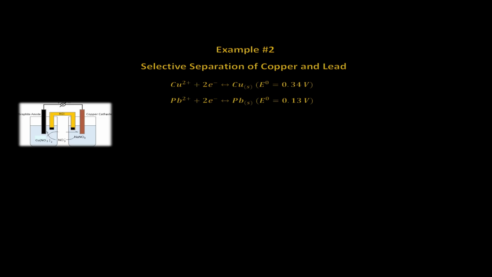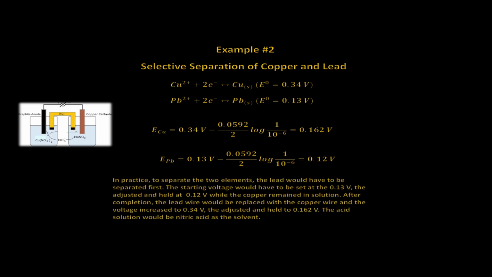As shown, the copper starting voltage is 0.34 volts and held at 0.162 volts, while the lead starting voltage is 0.13 and held at 0.12. In practice, the lead would be the first to be separated while the copper is left in solution. Once the lead is plated out onto a pure lead wire, which is the cathode, it is replaced with a pure copper wire for the deposition of the remaining copper. The voltage would be readjusted to 0.34 volts and held at 0.162 volts.